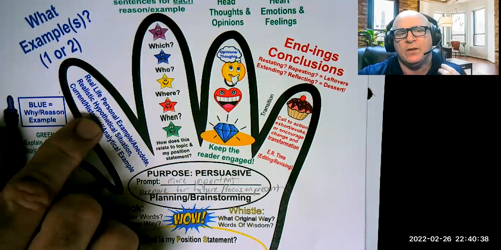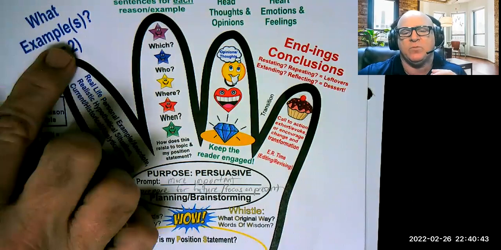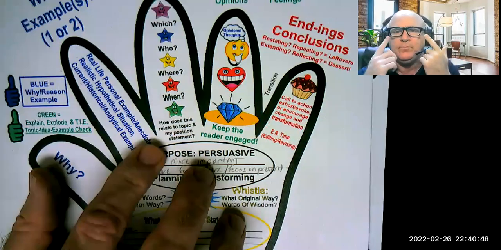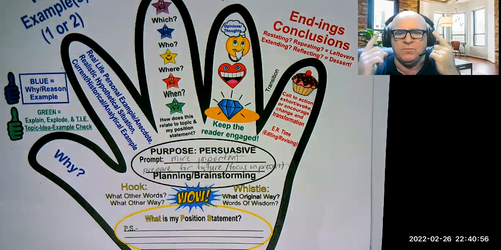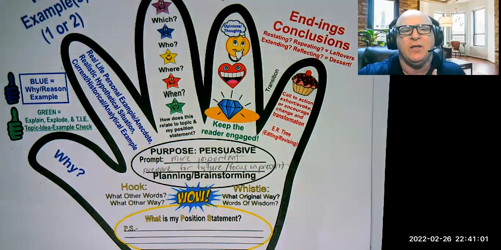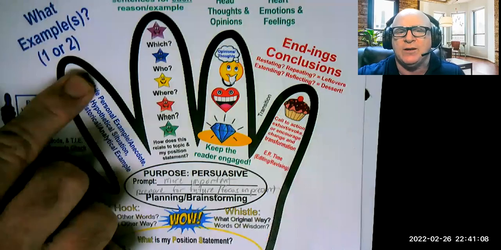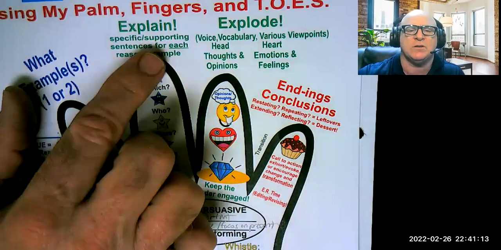And so try to zoom in on one or two. A lot of times what students will do is they'll have a dual position statement where they talk about two good things that will happen if you focus on the present, or two good things that will happen if you focus on the future. Well, if you're going to have two examples, you just have to make sure that you go from blue to green and explain those examples with specific supporting sentences for each reason.